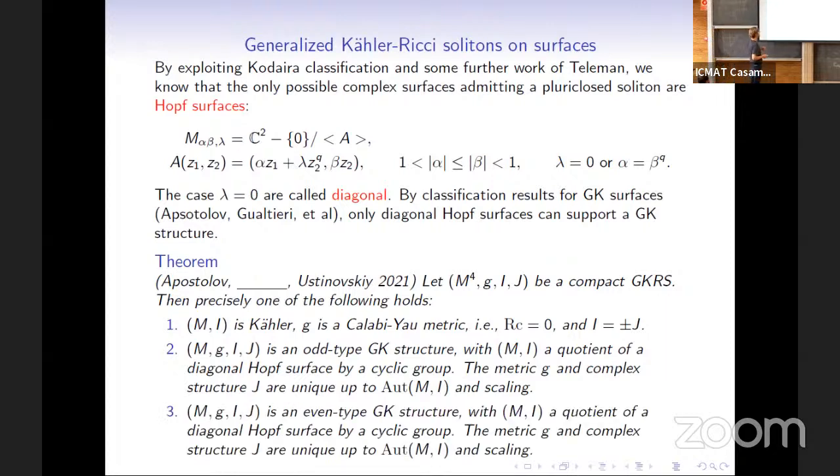Or it's part of an even type GK structure, where again, it's a quotient of a diagonal Hopf surface by some further cyclic group. And again, it's unique up to automorphism and scaling. And the part I didn't state is that actually these two metrics are the same. It's the same metric. So like I said, this standard Hopf metric is GK in 2 ways, right? All of these solitons are also GK in 2 ways, right? So they're all GK with vanishing Poisson tensor and then with this log non-degenerate Poisson tensor.